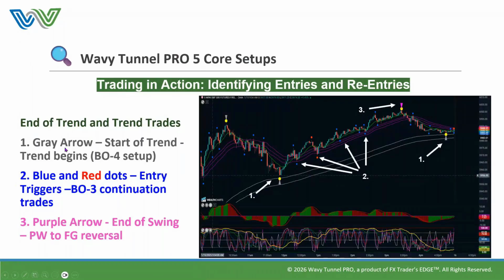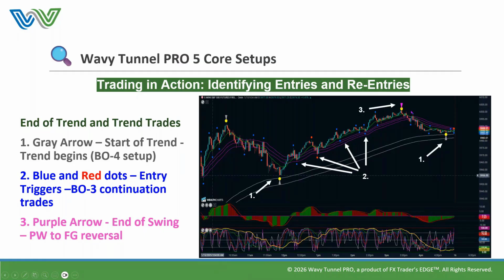Gray arrow, start of the trend, trend begins. So this is the gray arrow, 1 and 1 over here. The blue and the red dots, entry triggers for the breakout 3 trades. And we can scan for these entry triggers for the breakout 3 on the dashboard scanner. And then the purple arrow is the end of the swing. So here we have the purple arrow, that's number 3, the end of the swing move.